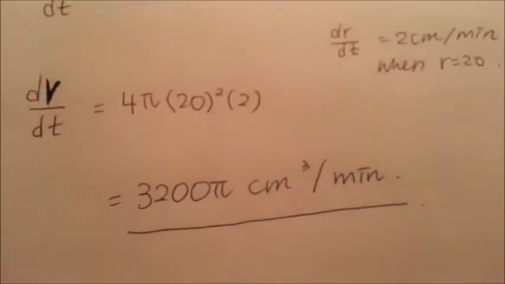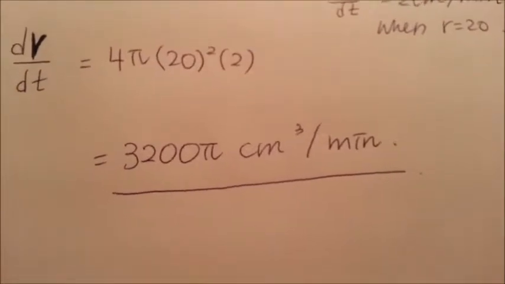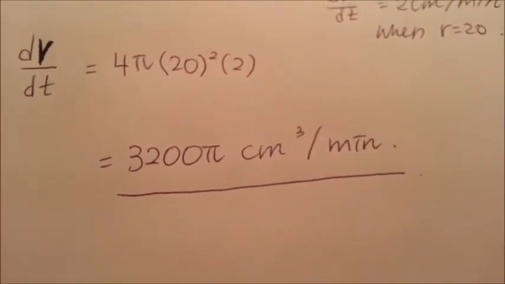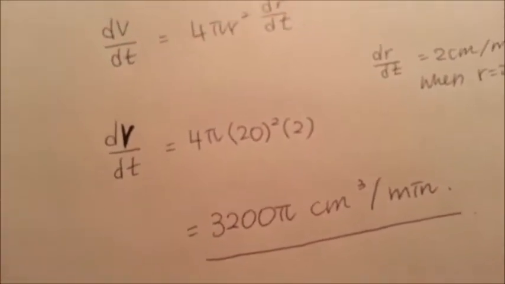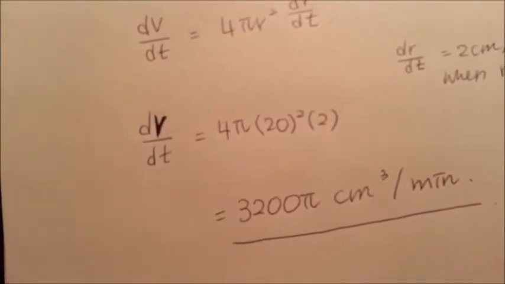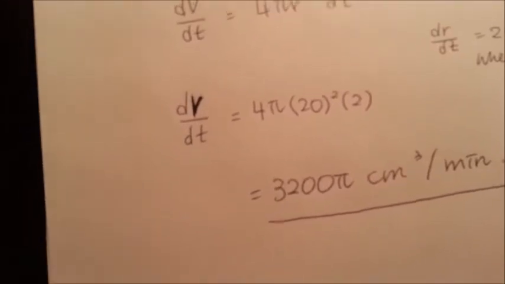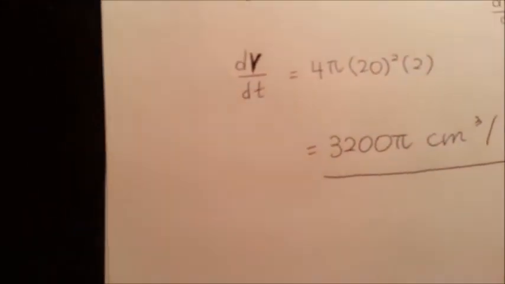So the final answer is 3200 pi cubic centimeters per minute, which is the rate at which the volume of the balloon is increasing when the radius of the balloon is 20 centimeters.